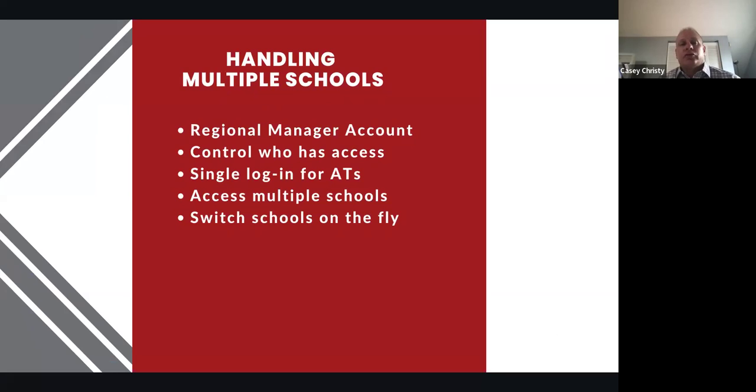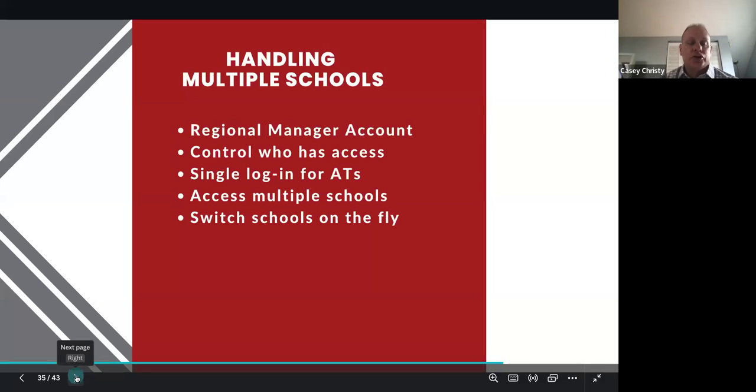As far as handling multiple schools, if you are in this situation, we recommend something called a regional manager account. This way, one point person with a group of schools can control which athletic trainers have access to which schools. Say you have an athletic trainer that's floating between 3 different schools, they could have access to those 3 schools using just a single login. So for example, that athletic trainer logs in, and then those 3 schools will be presented to him or her, and he or she will select which school they want to access, and they can switch schools on the fly without logging out, which is the nice thing too. And the regional manager, the person in charge, can have access to all schools if needed.